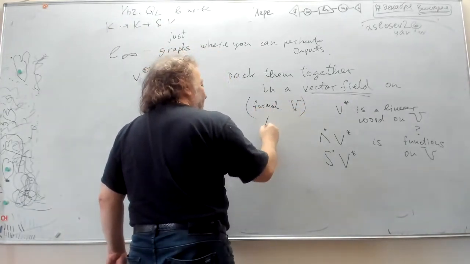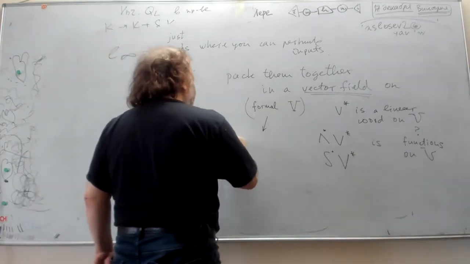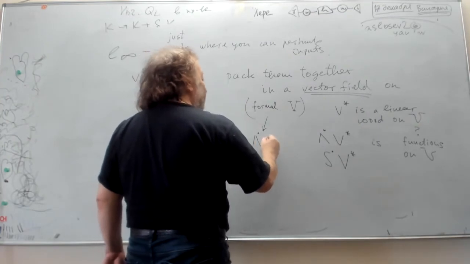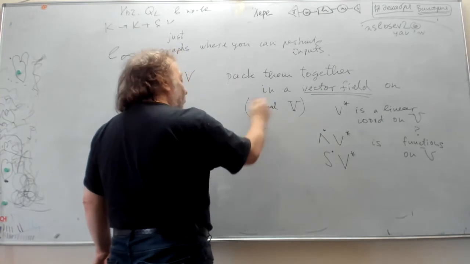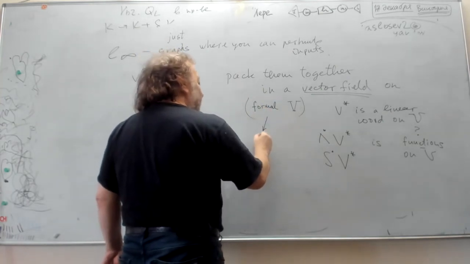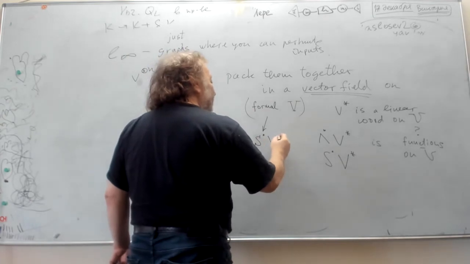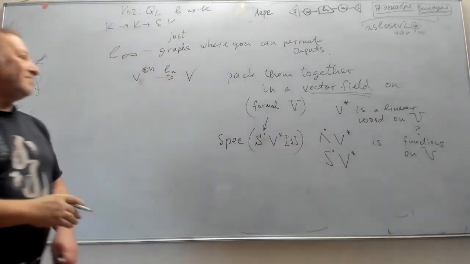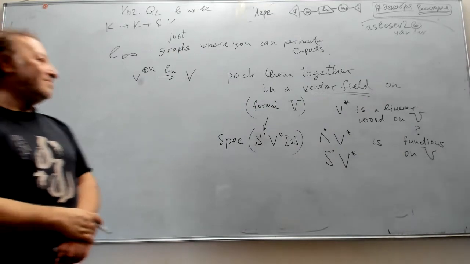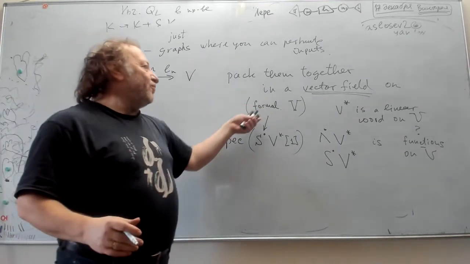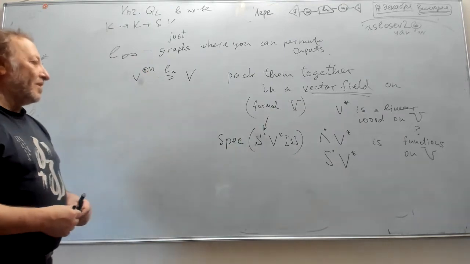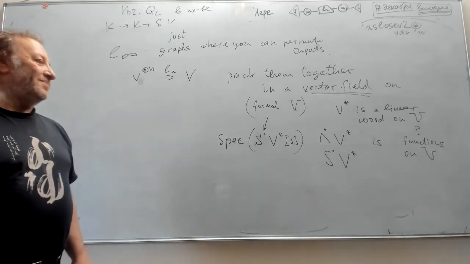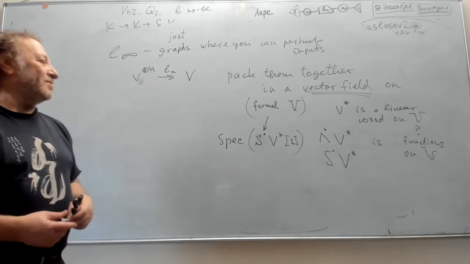formal V should be a spectrum on lambda star. Formal V, it's spectrum of C star of this one with the shifted parity, okay? It will be called formal V. So that I allow only polynomial functions and even formal series.